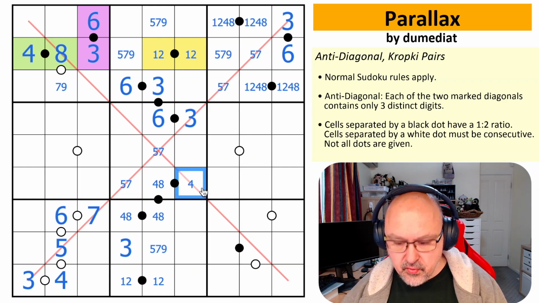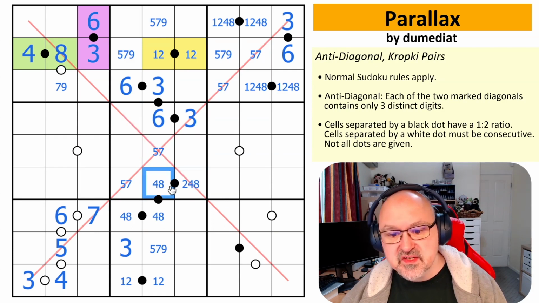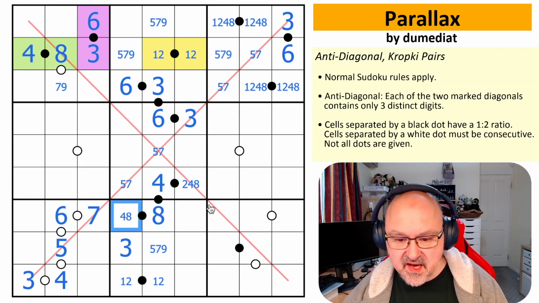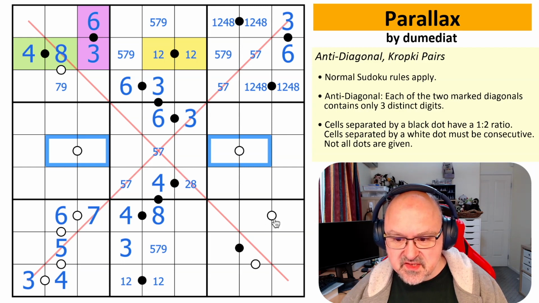If this is a 4, this is a 2 or an 8. But I have to put an 8 on this diagonal. So I can't put an 8 off this diagonal. That's the 4. That's the 8. That's the 4. 4 goes with 2 or 8. I'm assuming one of these consecutive dots somewhere is going to give me the breakdown of the 9.